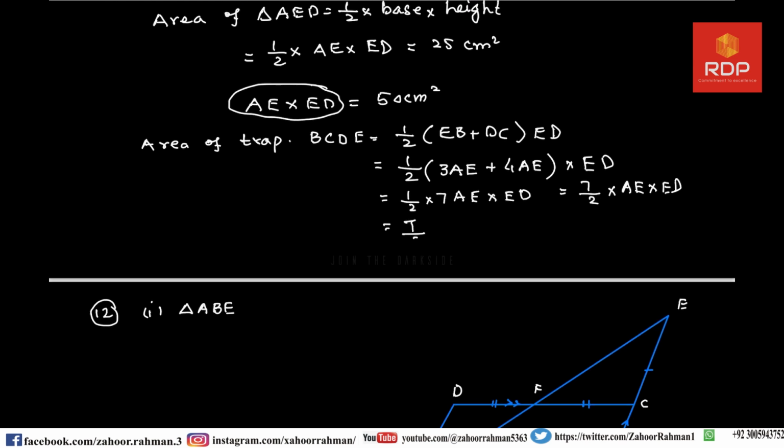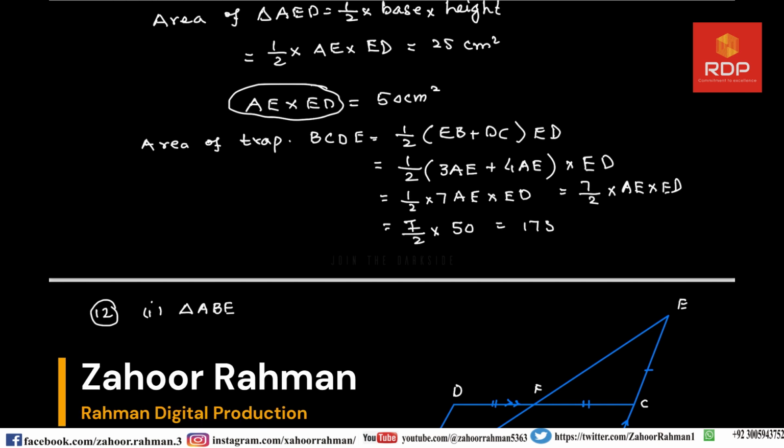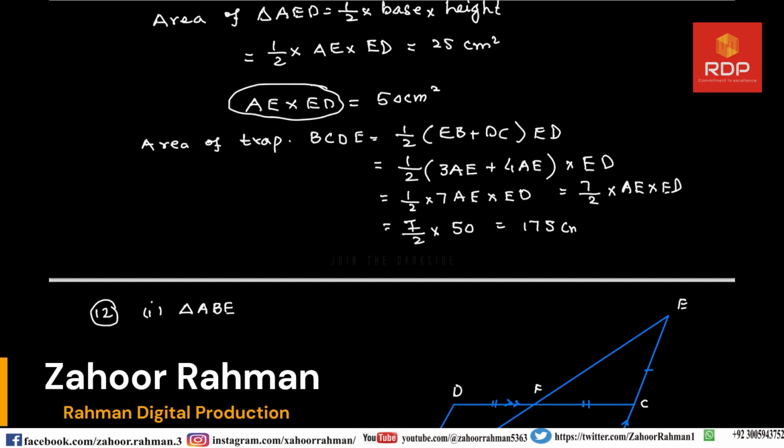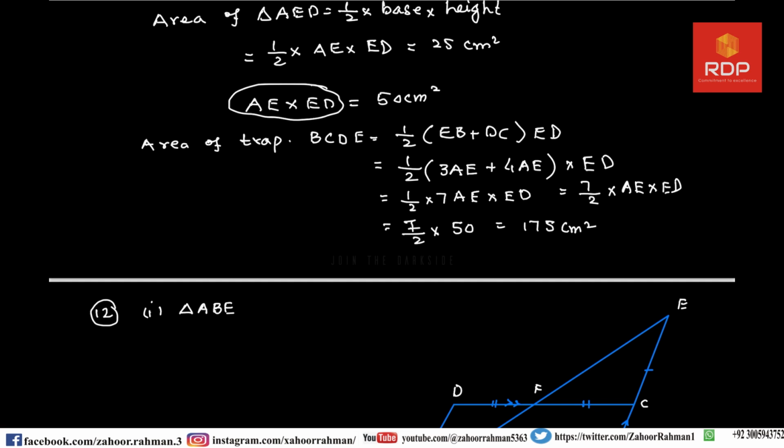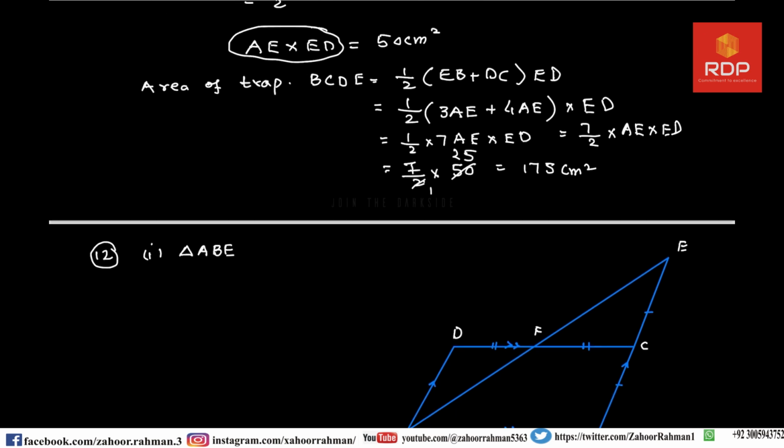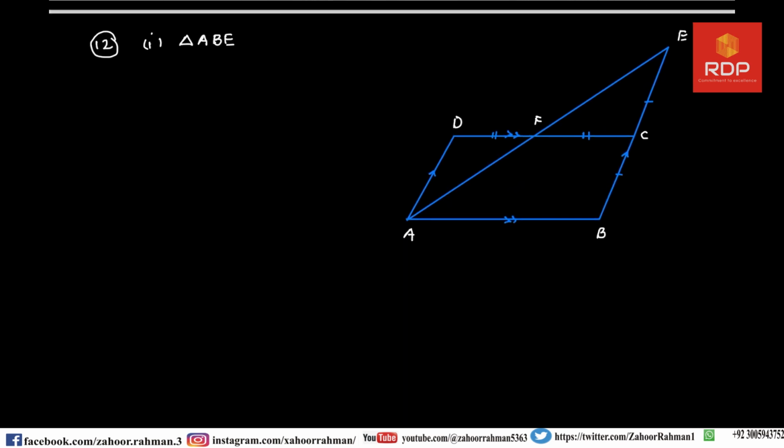Now we can simply put the values. So 7 over 2 multiplied by 50. When we multiply that, it will be equal to 175 centimeter square, because 2 ones are 2, and 2 25s are 50. When we multiply 25 with 7, we are left with 175 centimeter square.